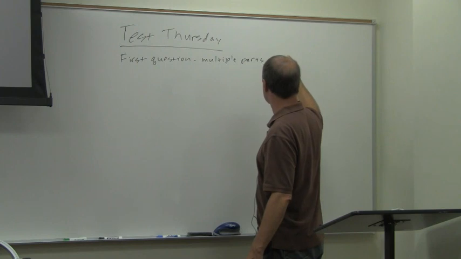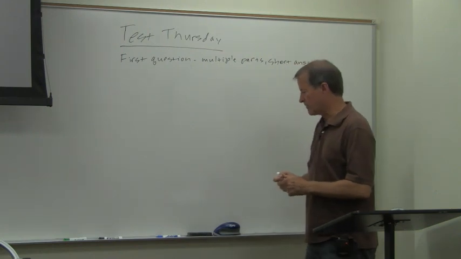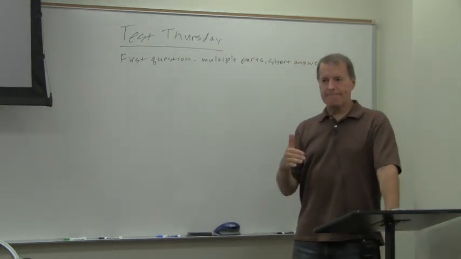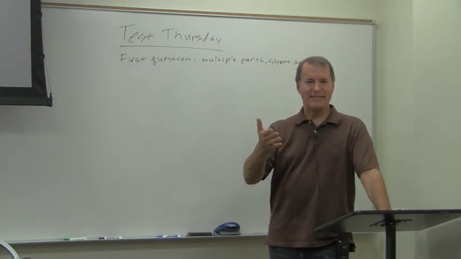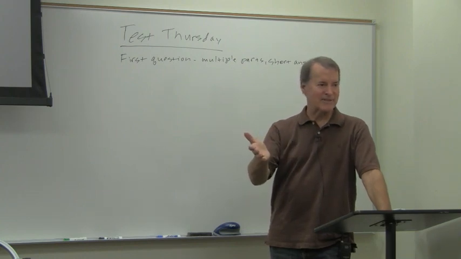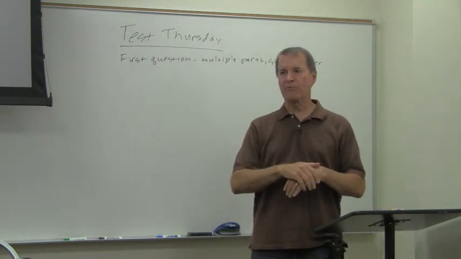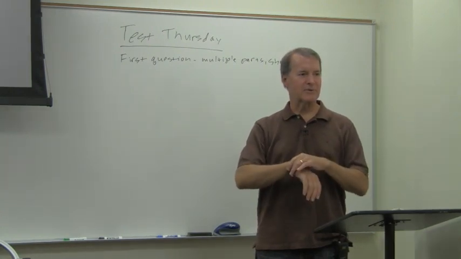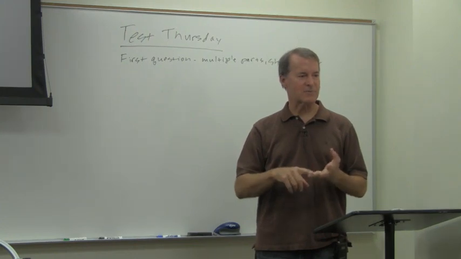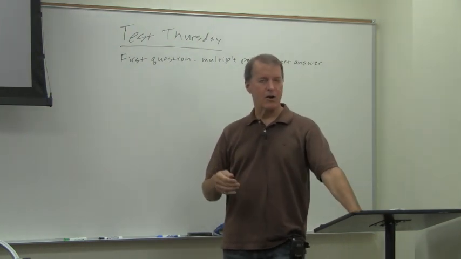Multiple parts. Short answer. So it's things like definitions, like what's the definition of an expression, or what are the 4 properties of equality? Remember the 4 properties of equality? RSTL: reflexive, symmetric, transitive, and Leibniz. So things like that.